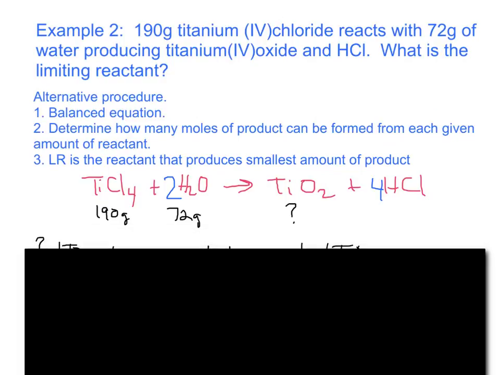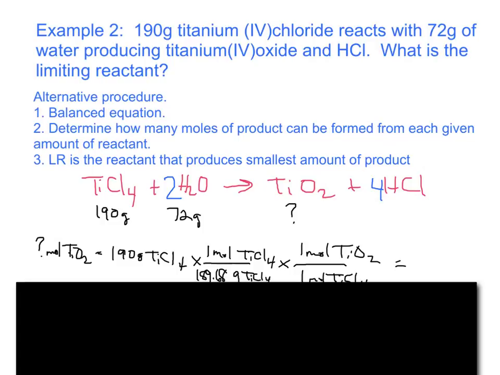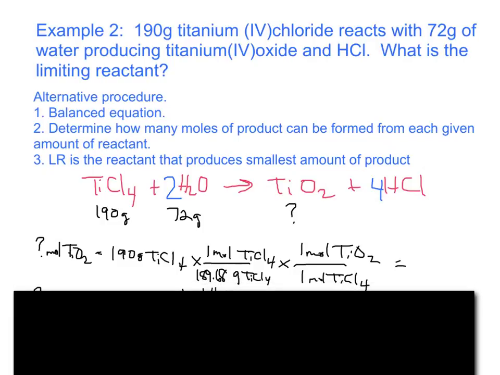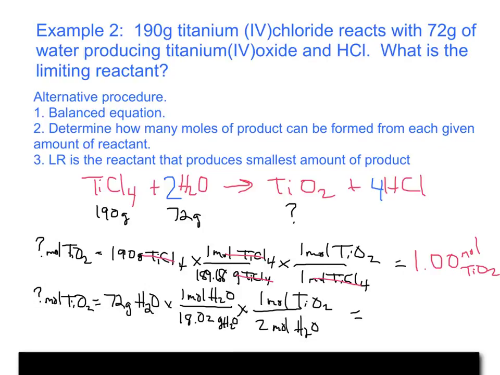All right, so then we convert each of these to moles. And you can see there's a long, drawn-out process. So first is titanium 4-chloride. You take the given, which is 190. You convert it to moles of titanium 4-chloride. And then you have to take moles of titanium 4-chloride to moles of titanium 4 oxide. And that'll give us an answer of, let me find out, 190. So we've got the answer calculated. It's 1.00 moles of TiO2. So let's go on and look at our second amount of reactant.